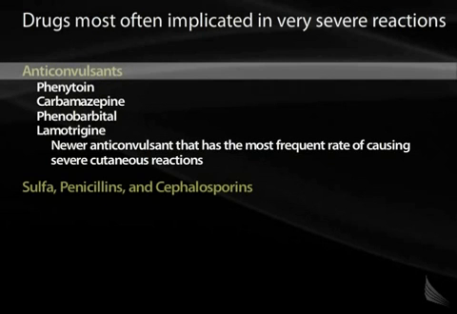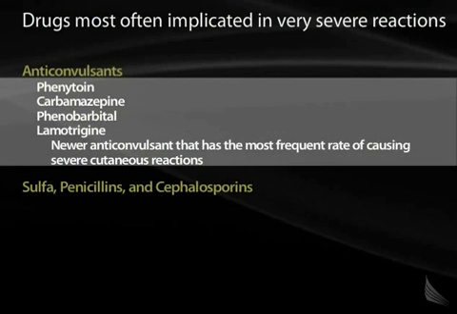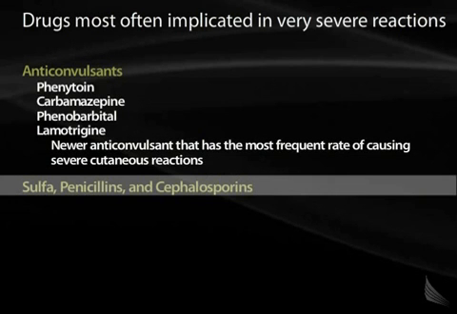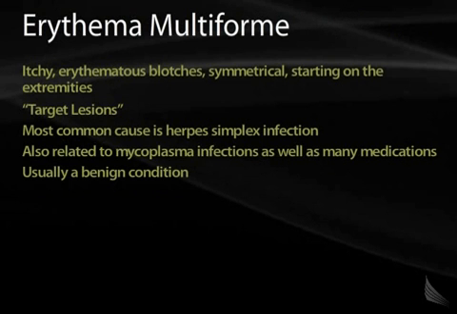The anticonvulsants are classic for causing severe skin reactions, especially dilantin or phenytoin and lamotrigine. Lamotrigine has the most frequent rate among anticonvulsants for causing severe cutaneous reactions. Also, antibiotics such as sulfa drugs, penicillins, and cephalosporins can cause severe skin reactions.